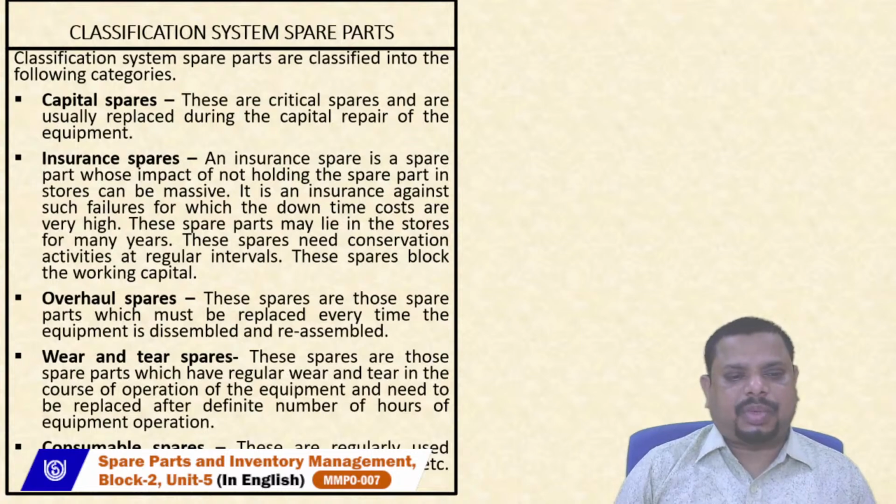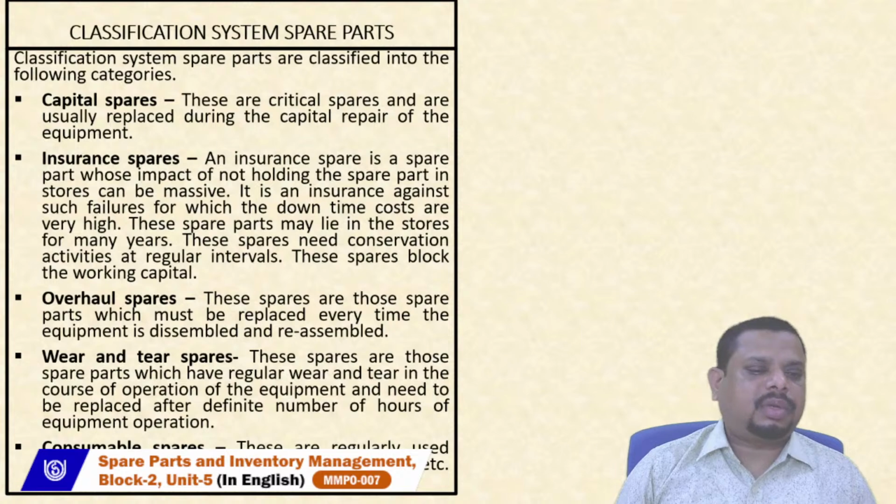So these spare parts may lie in the stores for many years, and they need conservation activities at regular intervals. This spare blocks the working capital because insurance spares need a large amount of capital. So moving to the next one, the overhaul spares. These are spare parts which must be replaced every time the equipment is disassembled or reassembled.